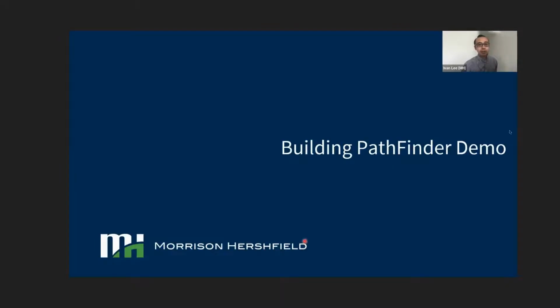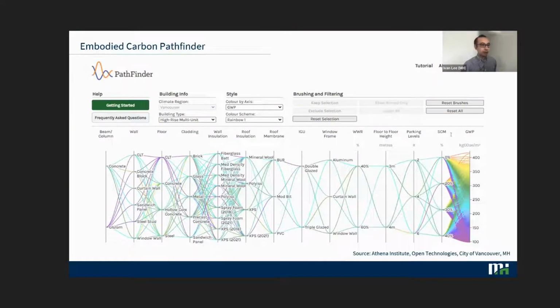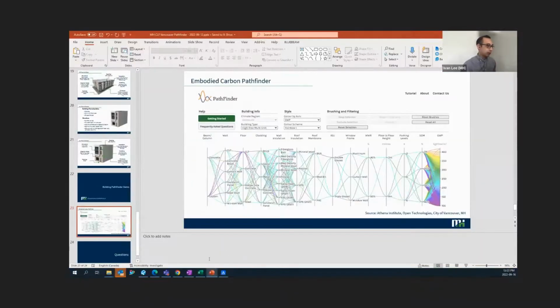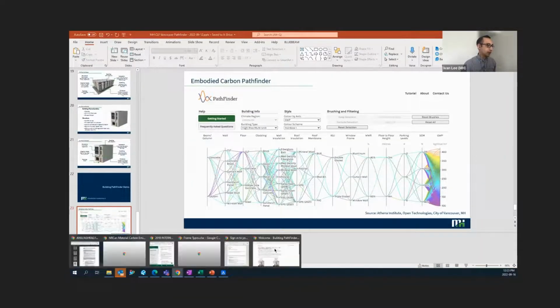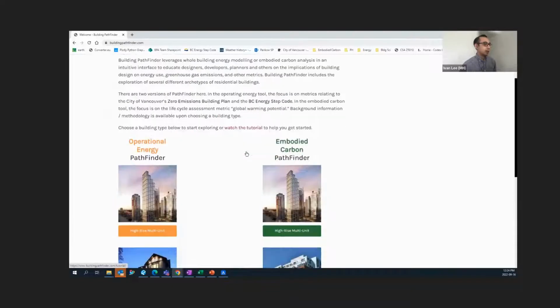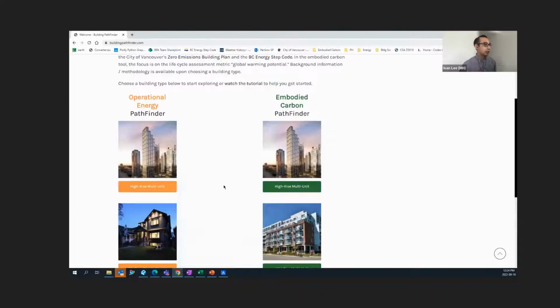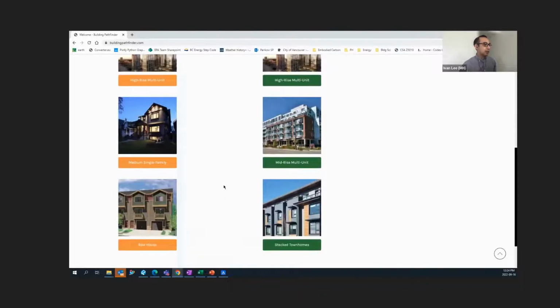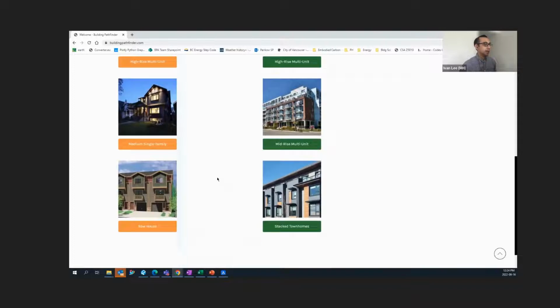So now I'll switch over to a demo of the website, to give a quick overview of what it looks like. When you go onto the Building PathFinder page, you'll see this, and you can see that now they've created it so that you've got operational energy on one side and embodied carbon on the other side. And these are all the various archetypes that have been modeled in here.